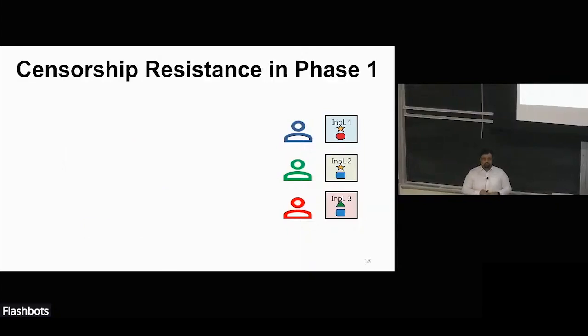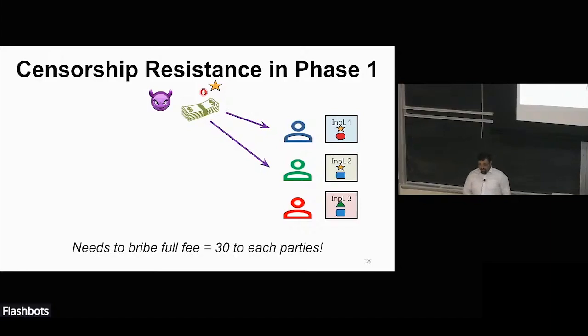So how does censorship resistance work in this phase? Well, if the adversary wants to stop star from getting into the inclusion list, it must bribe both the blue and the green parties to exclude this transaction. And it must bribe the full fee, which is 30, to both of these. This is based on the multiplicity gadget assumptions, where if the bribe paid is, let's say, 20, which is lower than the effective utility, then still probabilistically some party may deviate and choose to select the transaction.